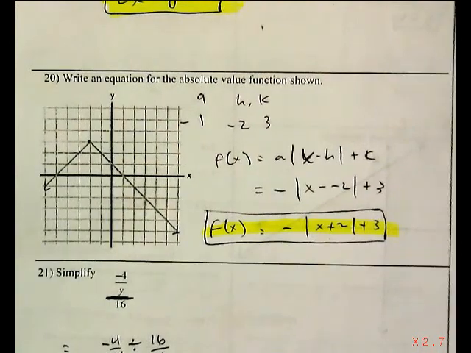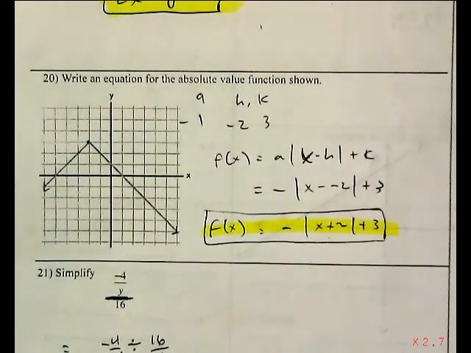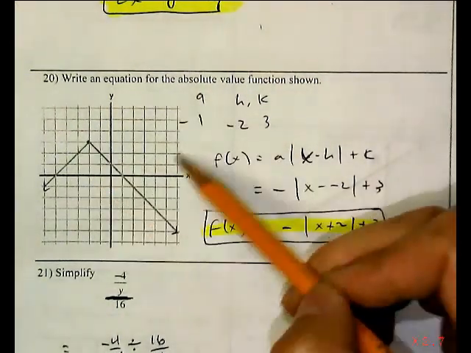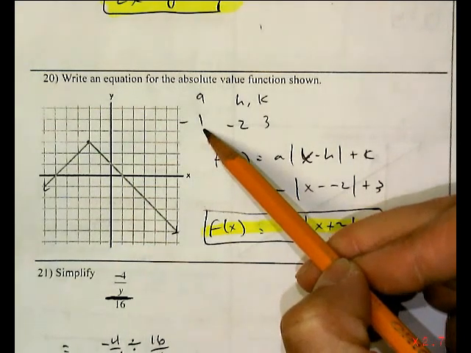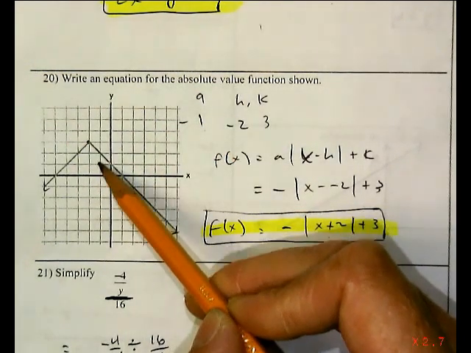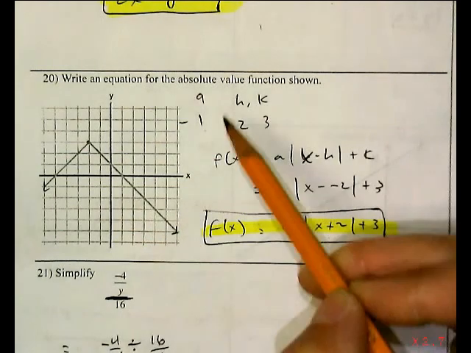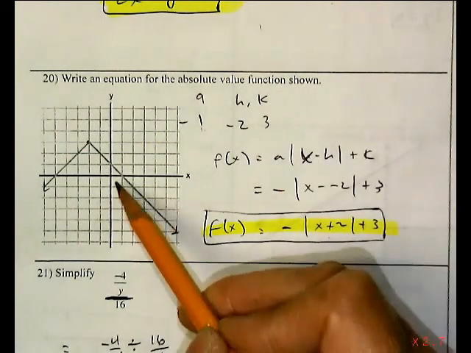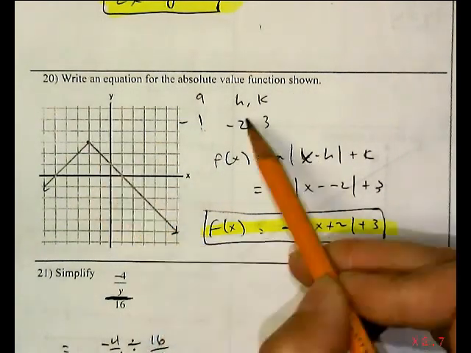Question number 20, write an equation for the absolute value function. Well, the first thing I know is that it's up and down, so I know my a is negative. I look at my slope, it's the only one right one. So negative is correct. My vertex is (-2, 3).